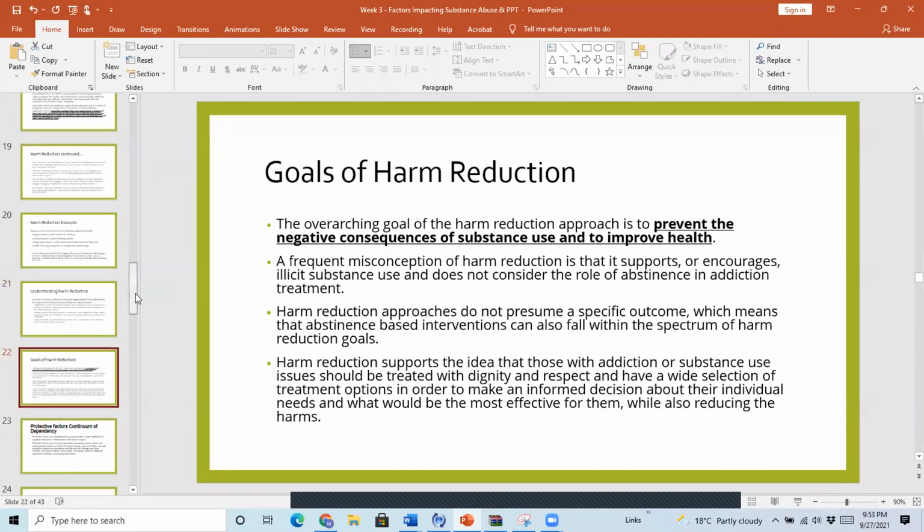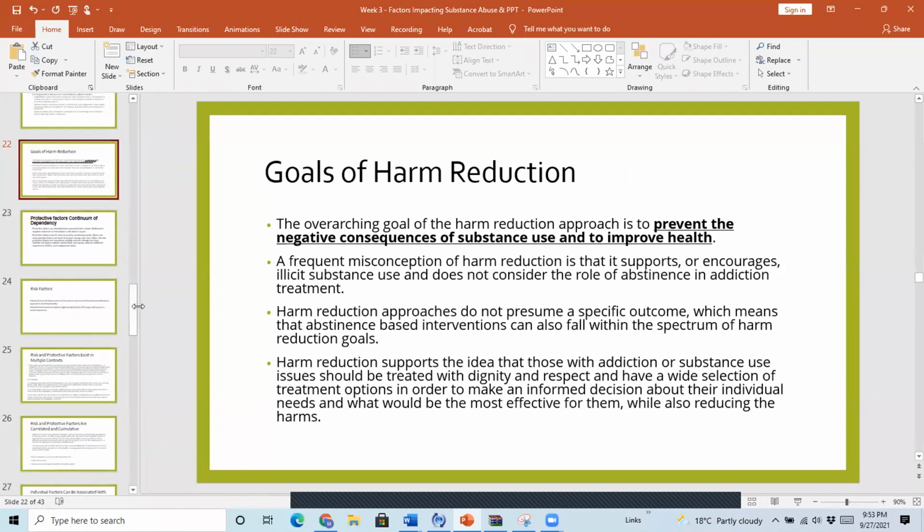Goals of harm reduction, as I said, are to prevent the negative consequences of substance use. Now, we know that substance use does have a lot of harm and a lot of consequences, so we try to reduce it as much as possible.